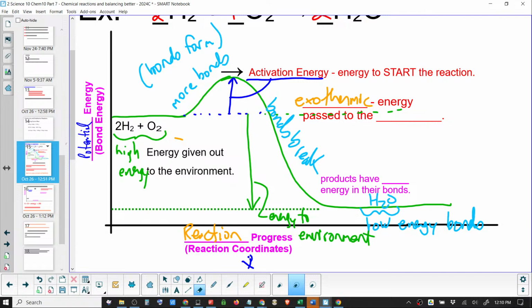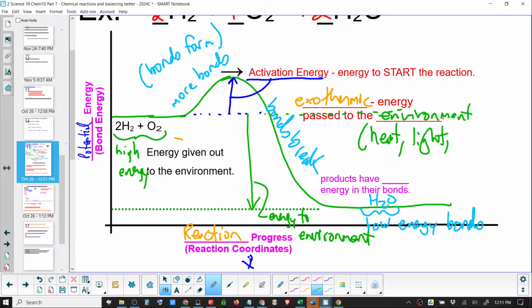What do we write in exothermic energy? So, where is that energy going? It was in the bond. Now it's out of the bond. Where did it go? To the environment. So, how did we see that energy with the gummy bear? Heat. So it's passed to the environment. So we got heat. What else did we get? Light. Anything else? Sound. That was the screaming part.